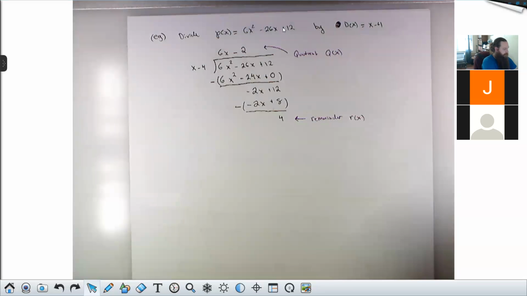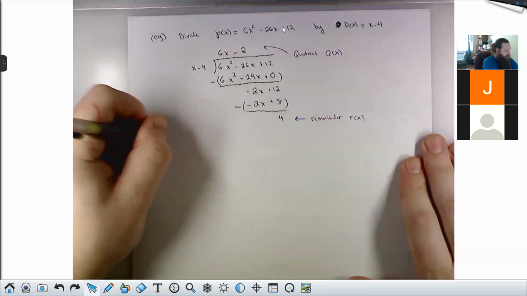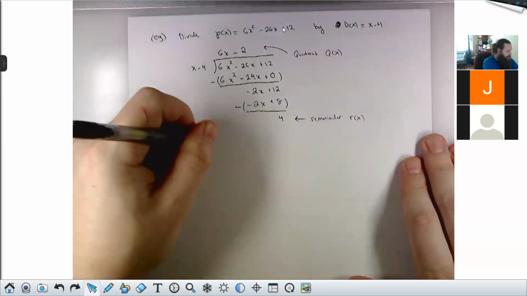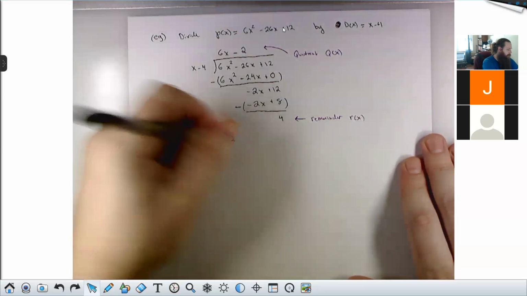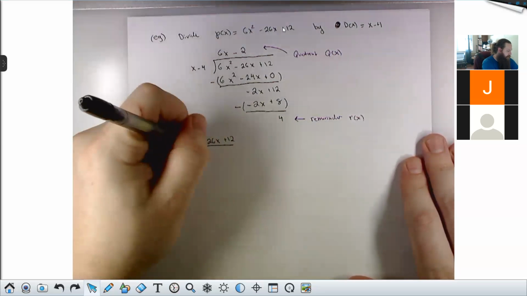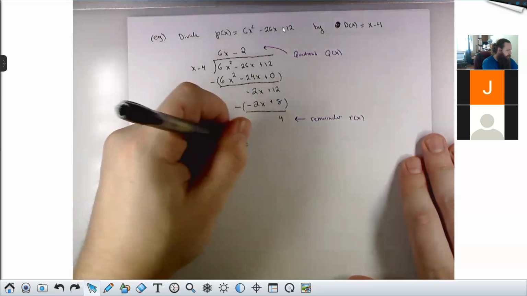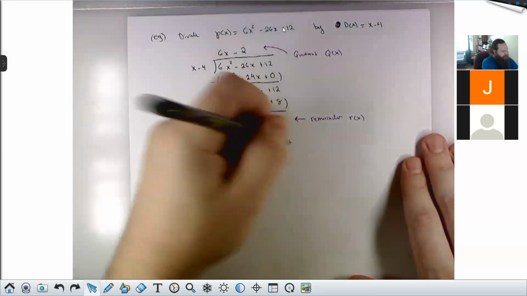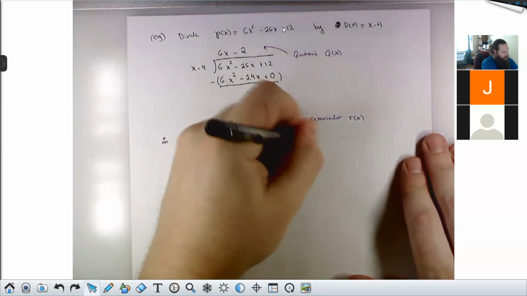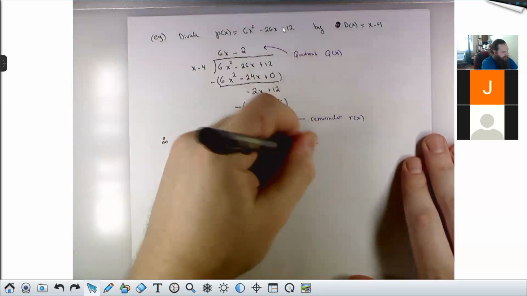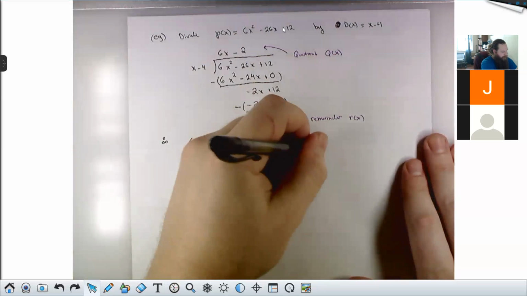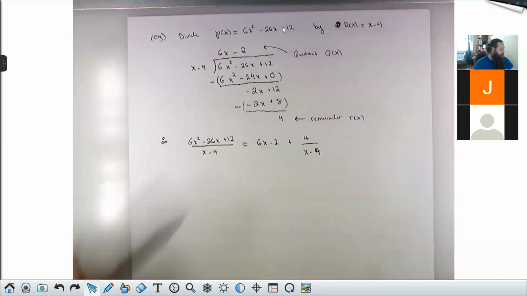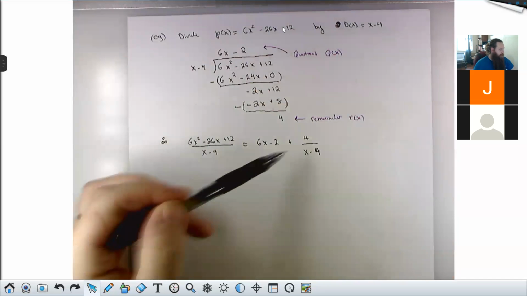So what we've just discovered, and I'll write it both ways, is that 6x squared minus 26x plus 12 divided by x minus 4 is equal to this quotient, 6x minus 2, plus this remainder, 4 over this divisor, x minus 4. Right? Compare that to the theorem that we had from the previous page. Each piece is here. P over D equals Q plus R over D.